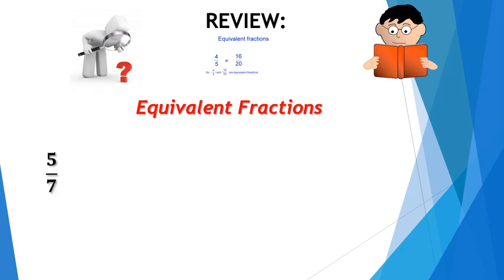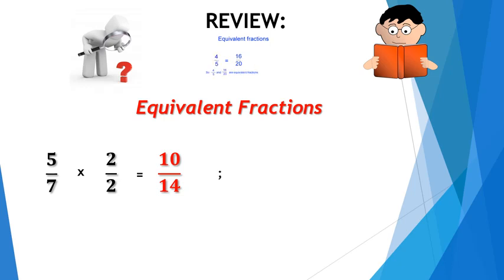Example, 5 over 7. By this time, let us use multiplication. So 5 over 7 times 2 over 2. As you notice, we have same numbers, right? So we have 2 in the numerator and 2 in our denominator because it should be equal to 1. So you can use 3 over 3, 4 over 4, 5 over 5, and so on and so forth. So 5 times 2 equals 10, and 7 times 2 equals 14. Therefore, 5 over 7 times 2 over 2 is equal to 10 over 14.